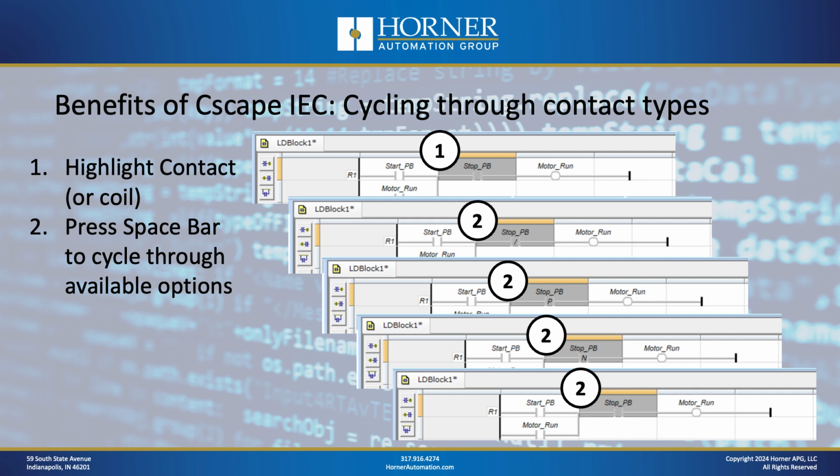So if you decide you don't want to change it from a normally open, just hit it about 5, 6 times and you go back to normally open. The other thing that's interesting in IEC is that you have more different contact types available to you than in the Horner Advanced Ladder, correct? Correct. You do have your positive one shots and negative one shots on the contacts.